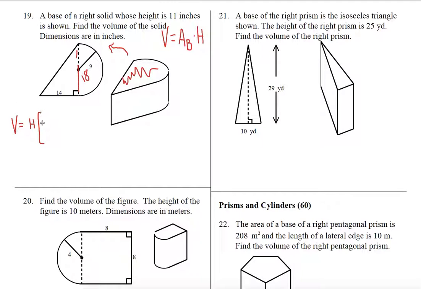So for the area of the triangle, I would have 126. And then for the area of a half circle, I would have pi r squared divided by 2. In this case, the radius is 9, so that would be 81 pi over 2.